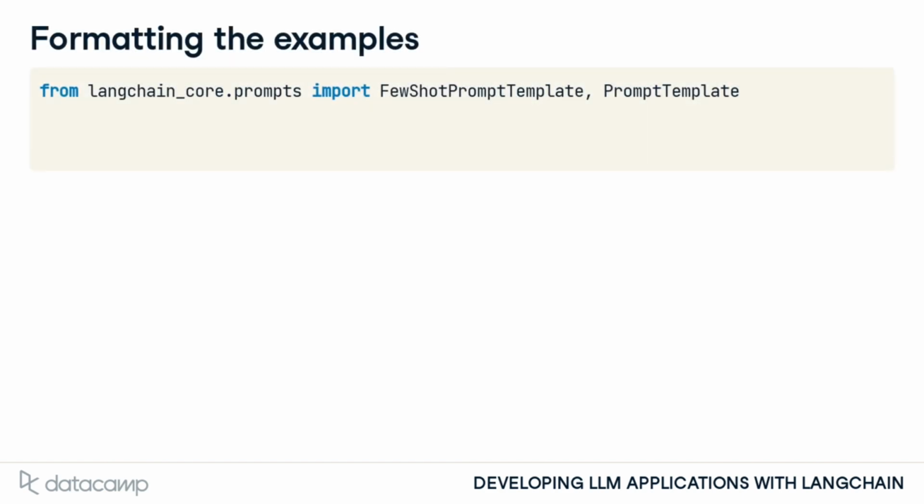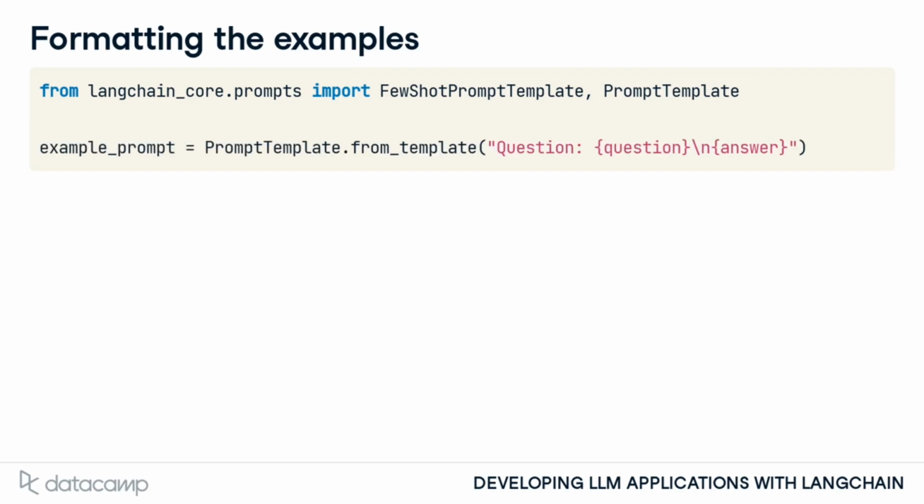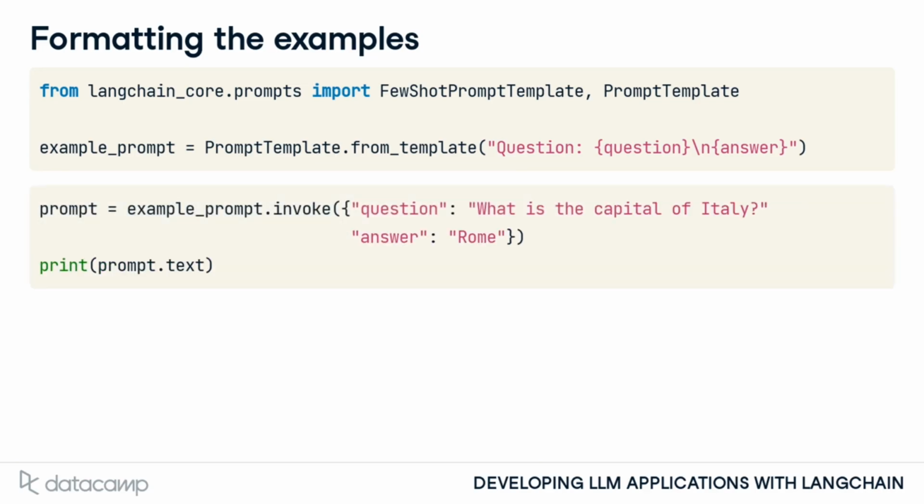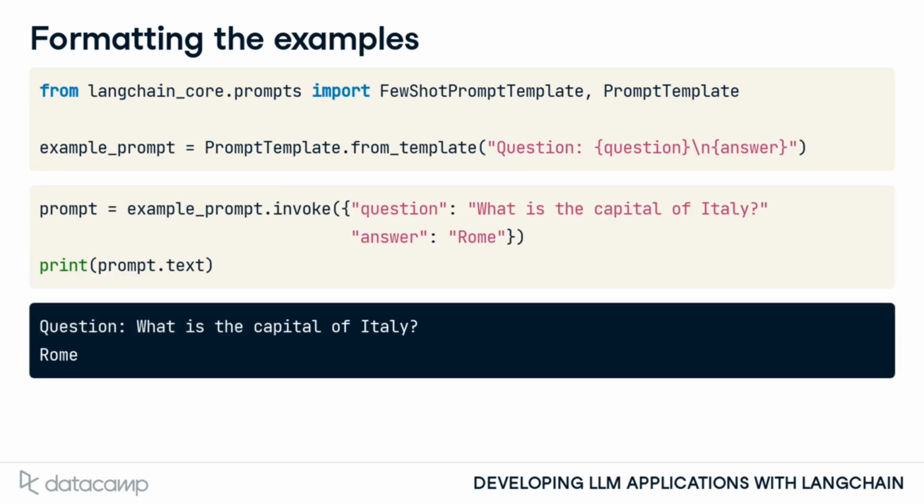Before we dive in with creating the few-shot prompt template, we need to decide how we want to structure the examples for the model. We create the prompt template using the PromptTemplate class we've used before to specify how the questions and answers should be formatted. Invoking this template with an example question and answer, we can see the question prefix was added and a new line was inserted.